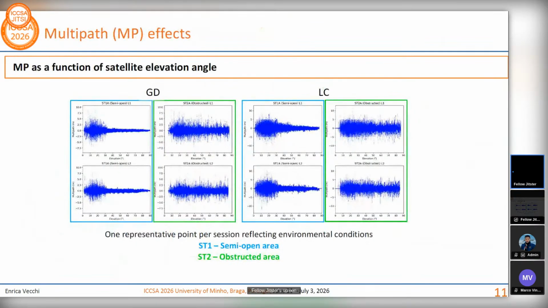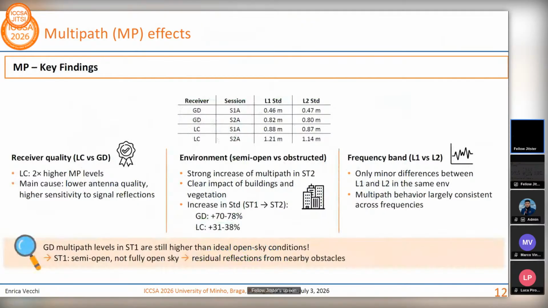Here we have the same results, but for the multipath effect. So on the left for the geodetic device, on the right for the low-cost device for the two environments. Some results are already visible, but we go to the statistical result once again.